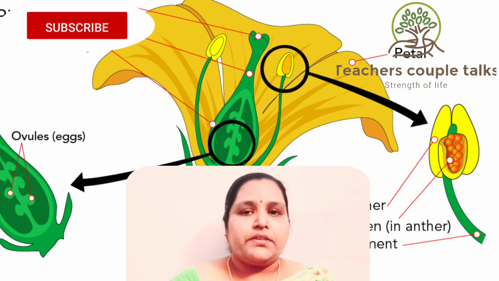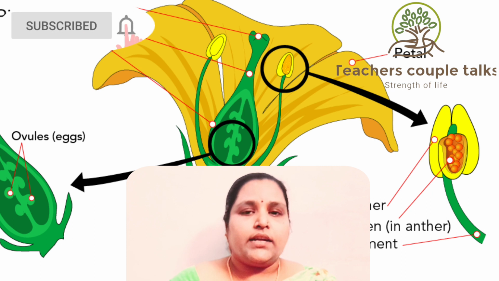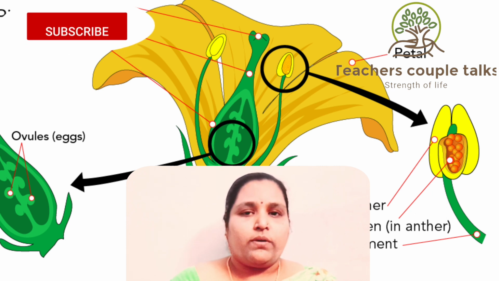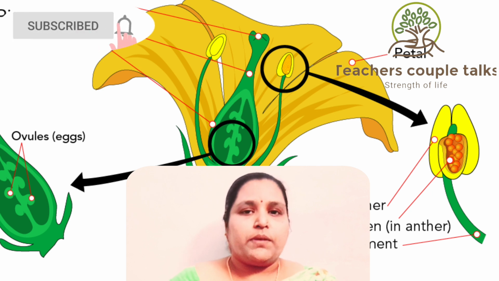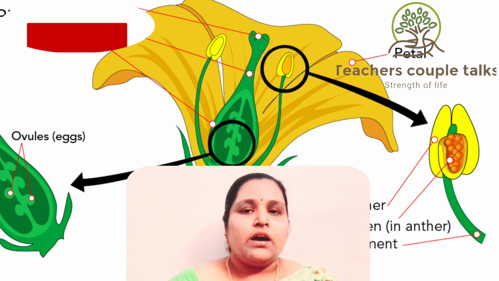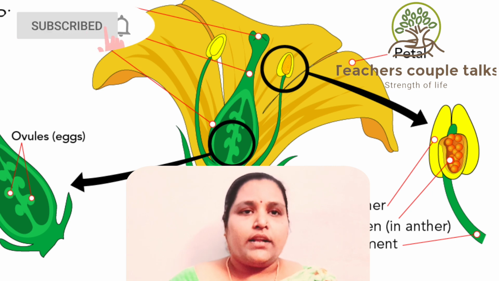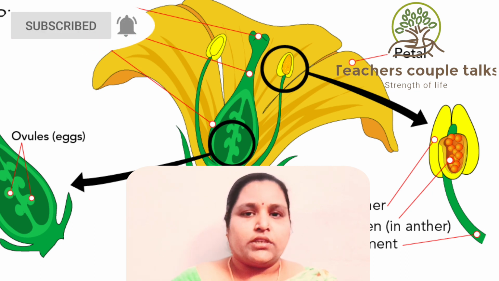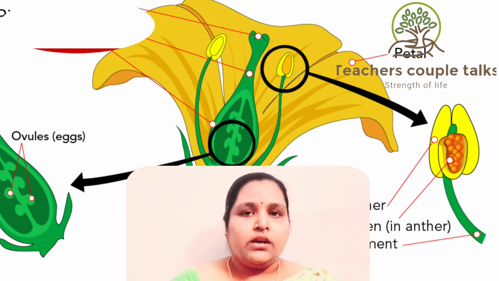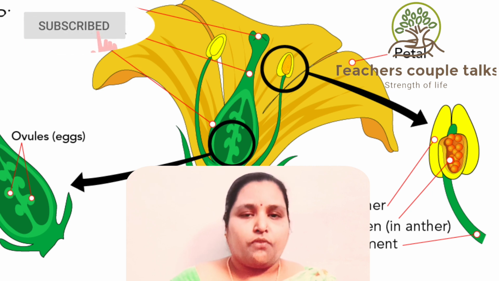The stigma receives the pollen grains, which enter the style and then reach the ovary, and fusion takes place. Then the ovules are formed into seeds and the flower is modified into fruit. This is called pollination. After pollination, the fruit is formed.